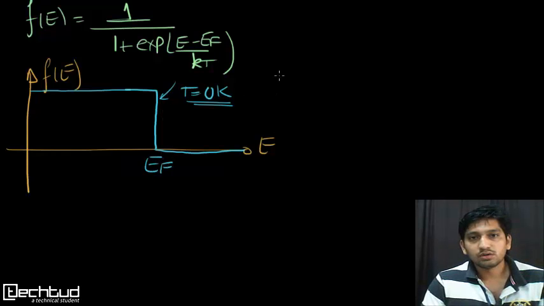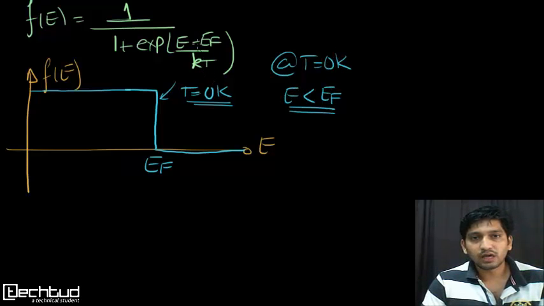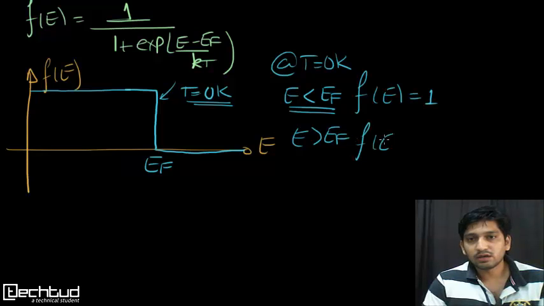At T equal to 0 Kelvin, when E is less than Ef, the exponent is something divided by 0, so this term goes to minus infinity. So this is exponential minus infinity, which is almost 0, so the probability F(E) is 1. And when E is greater than Ef, the exponential is infinity, the denominator is infinity, 1 by infinity is 0, so F(E) is nothing but 0.